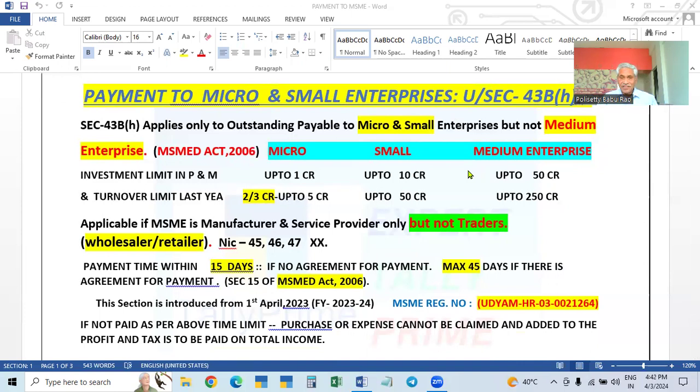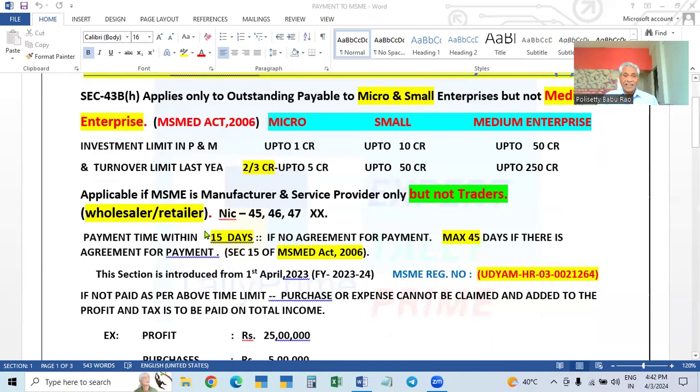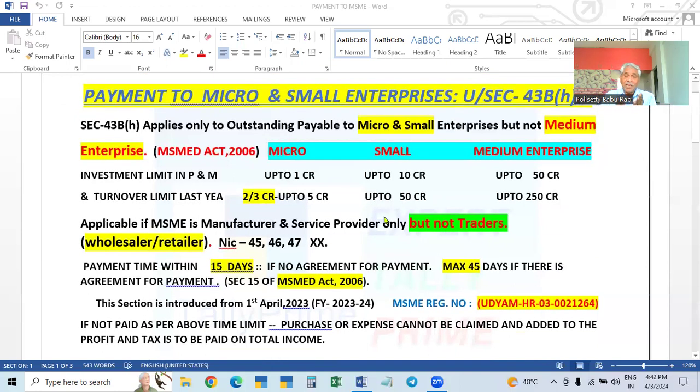Under this section, a time limit is fixed for payment of the amount. There may be some agreement between the seller and the buyer, or there may not be any agreement. If there is no agreement regarding the time of payment, that is, regarding the credit period, then the time limit is 15 days. So the buyer has to pay the amount due to the supplier within 15 days.